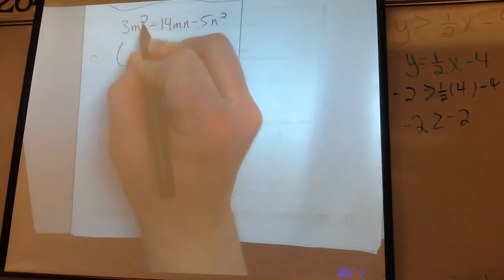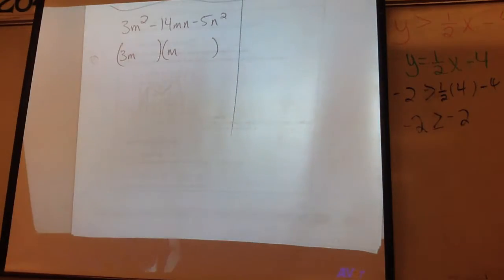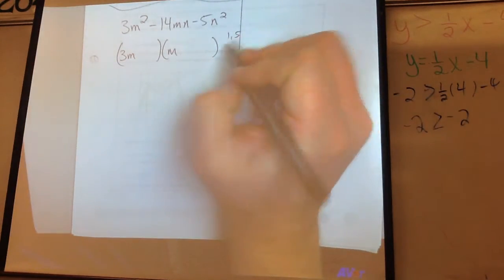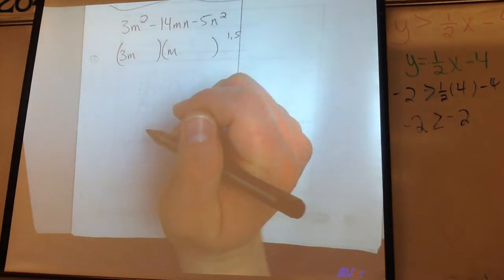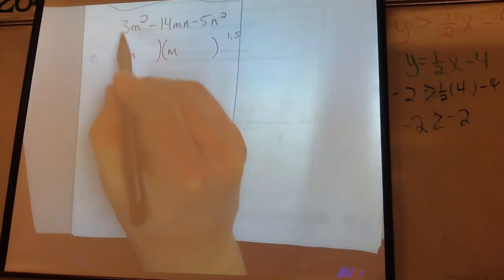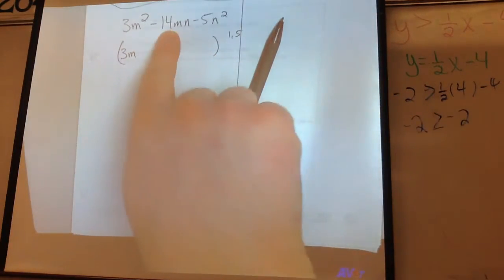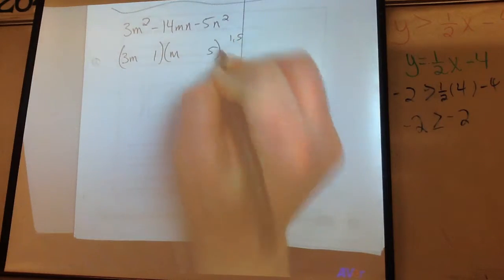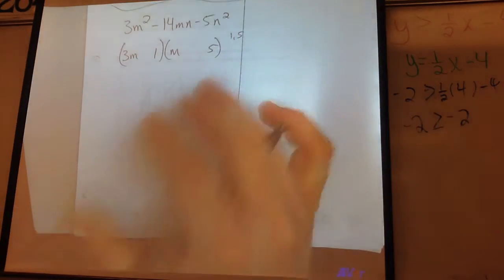What multiplies to 3m squared? 3m times m. What multiplies to 5? 1 and 5. You might say 1 and 5 don't add up to negative 14. But this one is not as simple. Remember, when there's a number in front, you actually need to plug those numbers in, multiply it out, and see if you can get the 14 in the middle. So I'll guess 1 and 5 first. It could be 5 and 1. Order matters on this one.